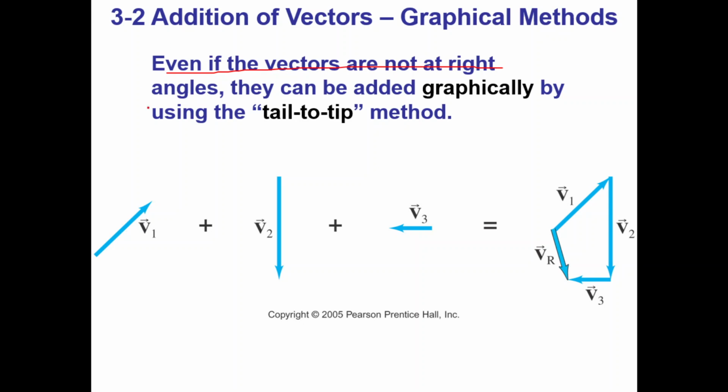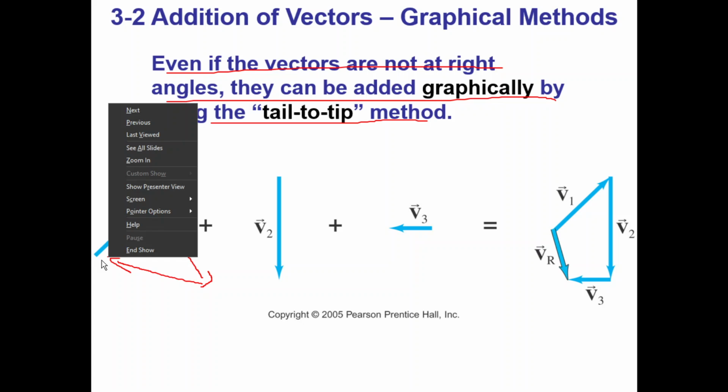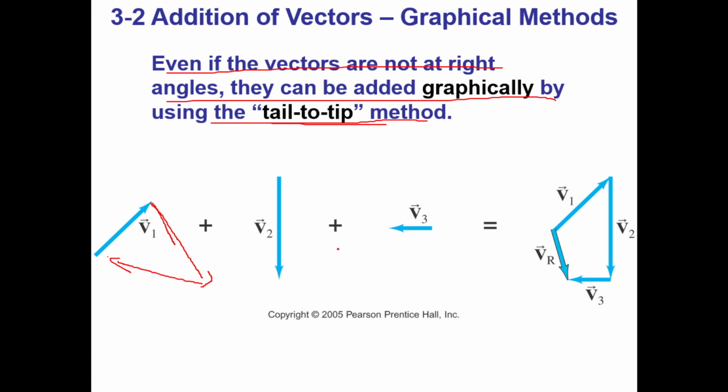If the vectors are not at right angles, they can be added graphically by using the tail-to-tip method. Let's see how it goes. We have v1, and it goes all the way down. Then we have v3, something like this. This will give us this case, and it would be better to use another sign. So this is the tail-to-tip method. We've done it here. This is the resultant of it.